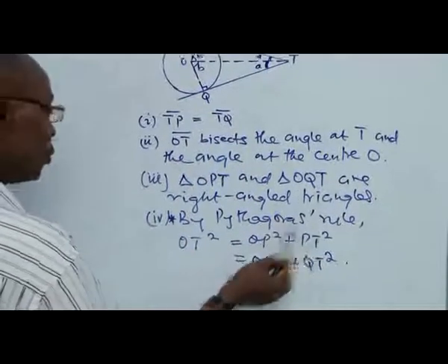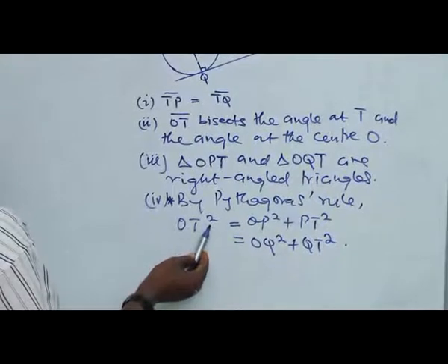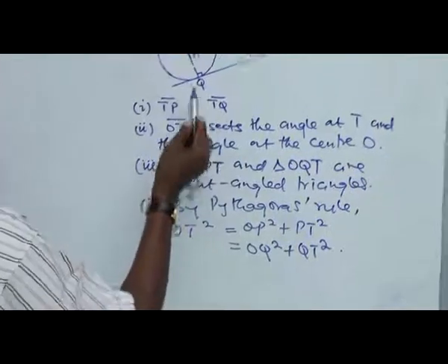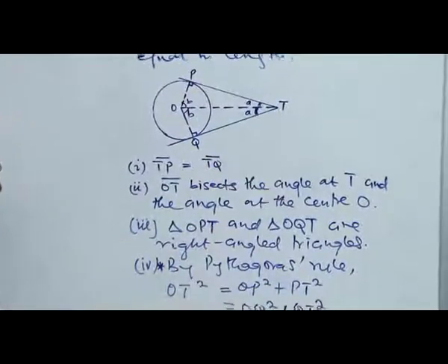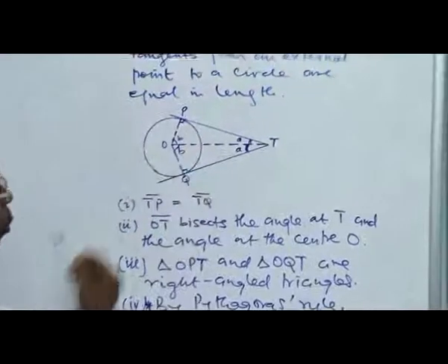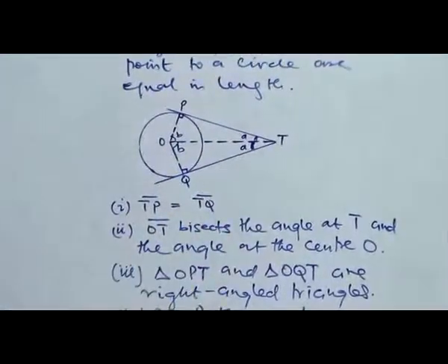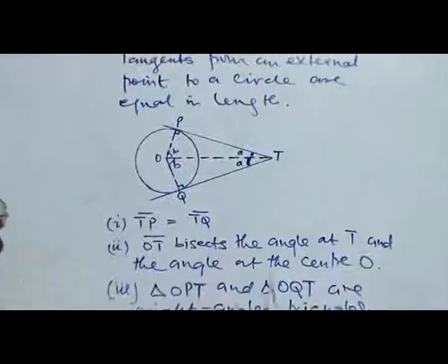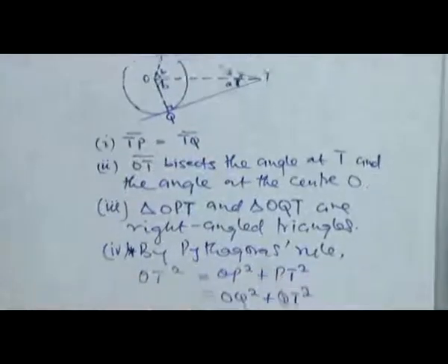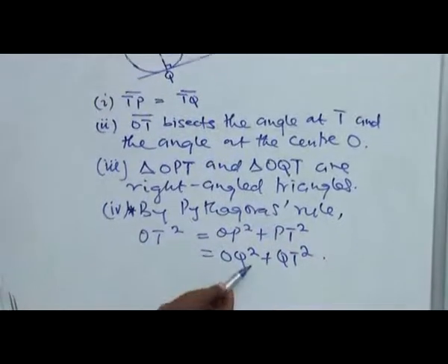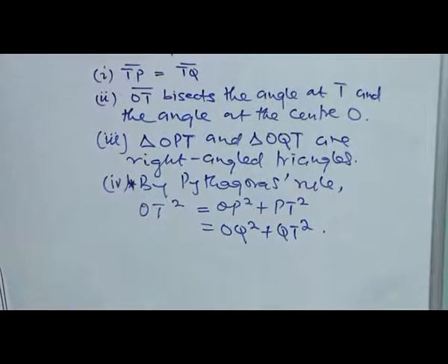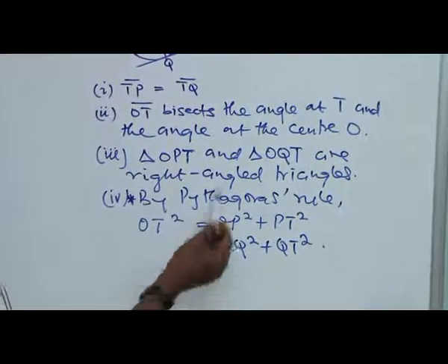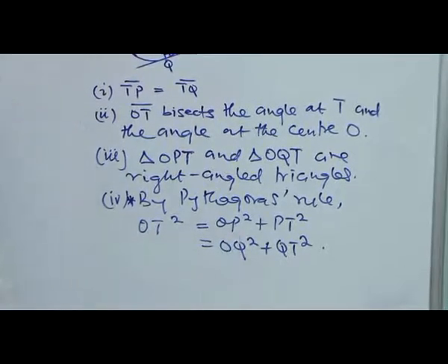By Pythagoras rule, OT squared is equal to OP squared plus PT squared, which is the same thing as OQ squared plus QT squared. You can see them as illustrated in the diagram and in this illustration here. So you now see that by Pythagoras theorem, we can find the unknown side if we are given the necessary information.